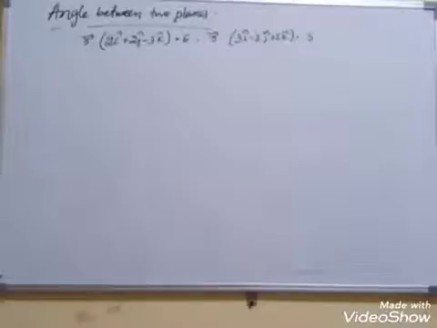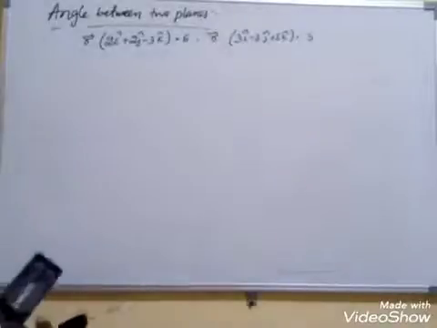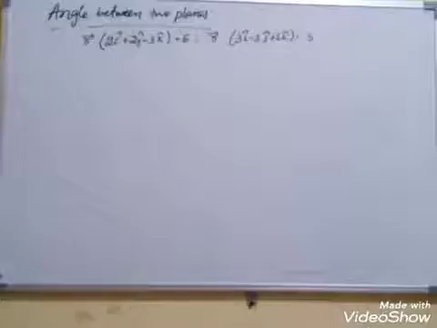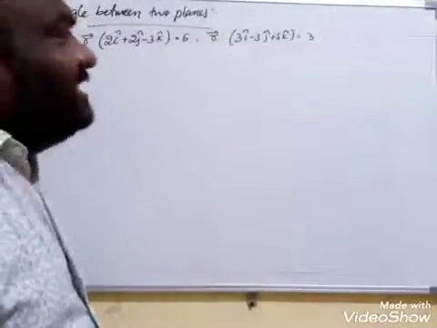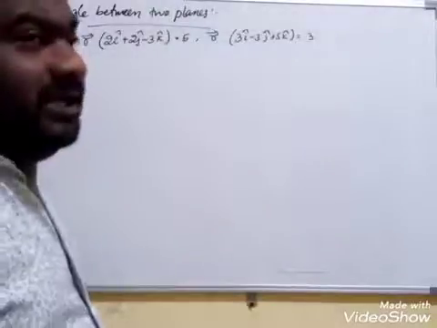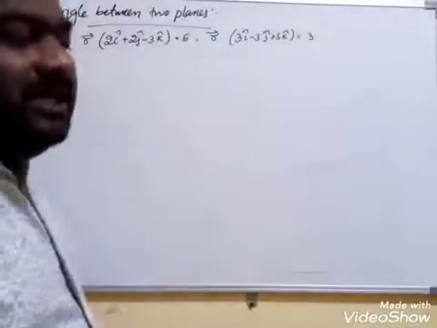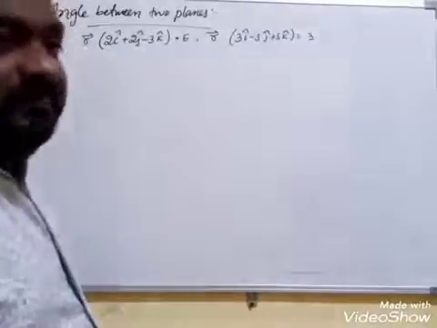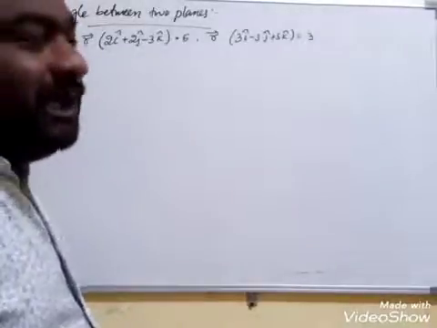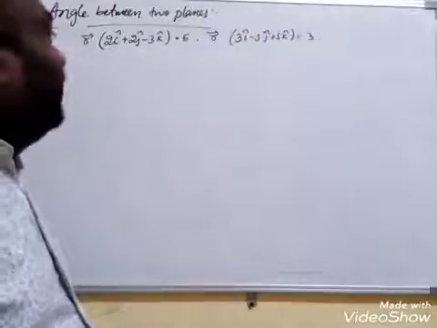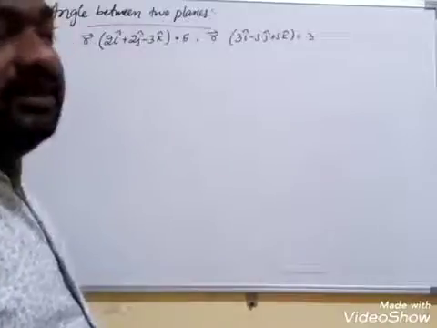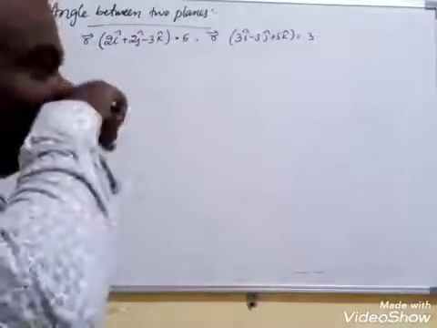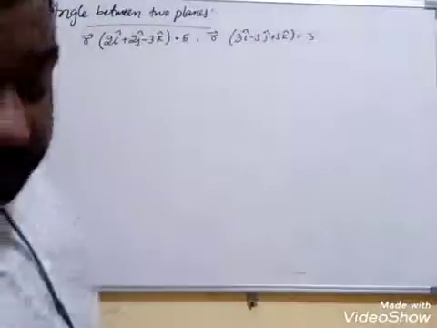Find the angle between two planes r bar dot 2i plus 2j minus 3k is equal to 5 and r bar dot 3i minus 3j plus 5k is equal to 3. Here the unit vectors compulsorily contain the cap, but a teacher need not read it out. Wherever i, j, k are mentioned, you have to keep the compulsory cap. Now here what we have observed?